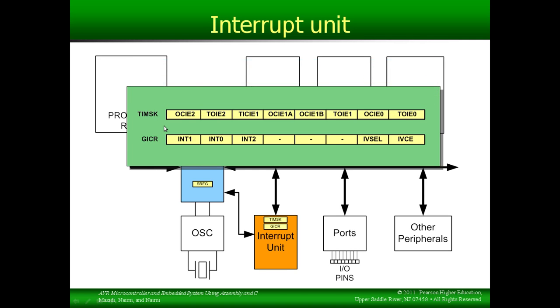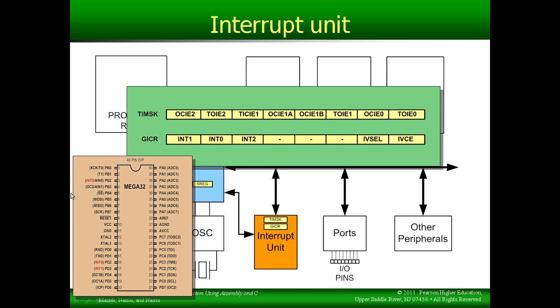Yes, I know that's a lot of material to handle, but the overall concept is that you have to enable interrupts, and they can be generated from various sources. Now let's look at the external interrupts. Here's a pin diagram for the Mega 32. You can see that there are 3 external interrupt pins, INT0, 1, and 2. So they're at PD2, PD3, and PB2.